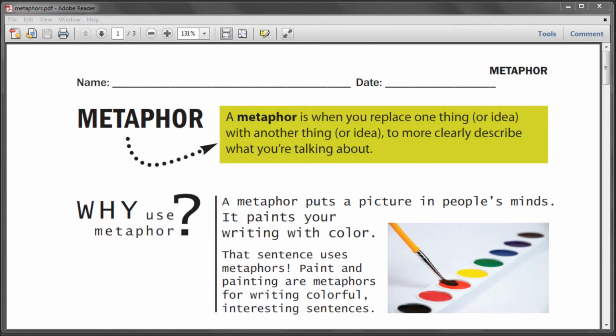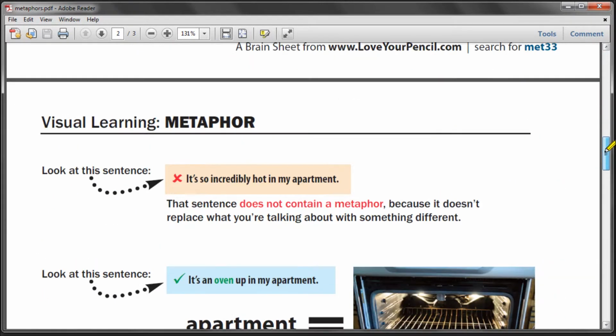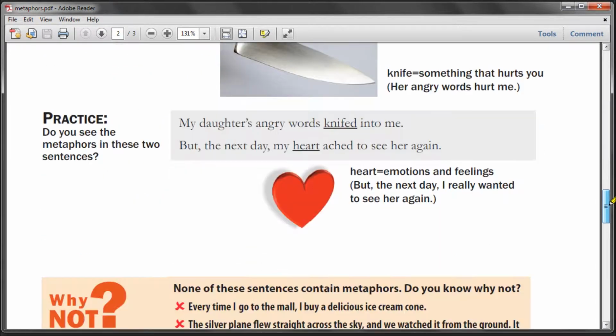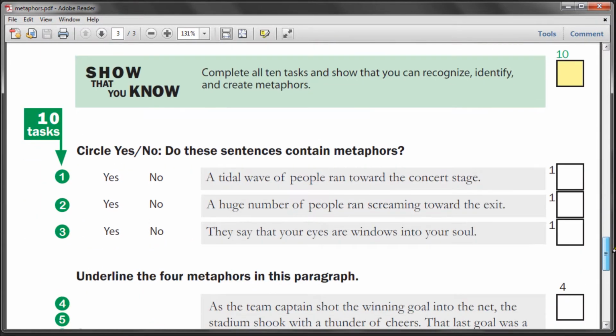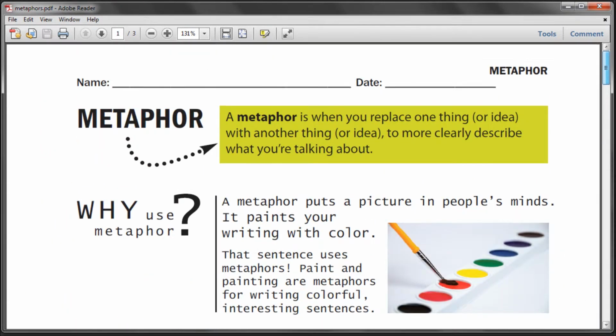Let me tell you a little bit about brain sheets. Brain sheets are an important part of the website because they're learning resources you can download, print, and use immediately. They're free, full-color documents that contain definitions, visual and word-based examples, and assessments all in one. And they're designed to present information in a consistent way.